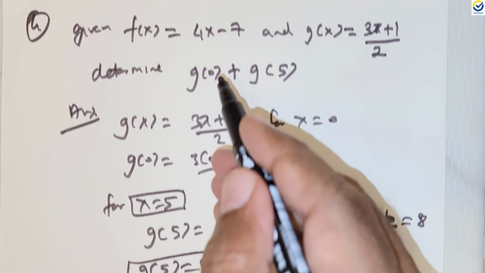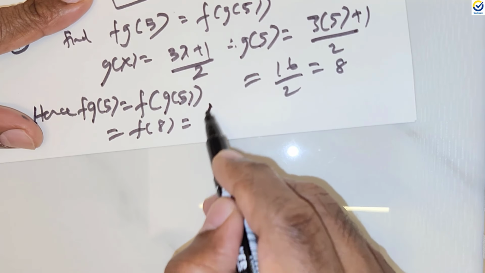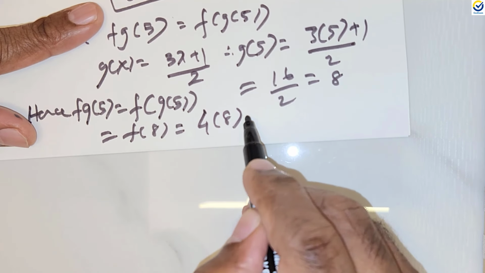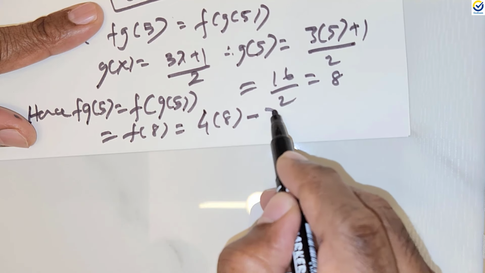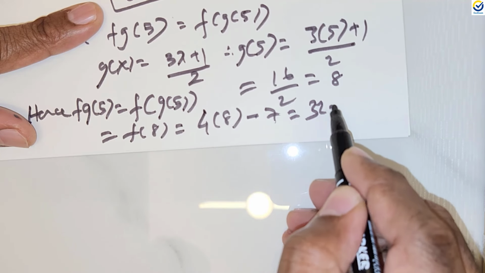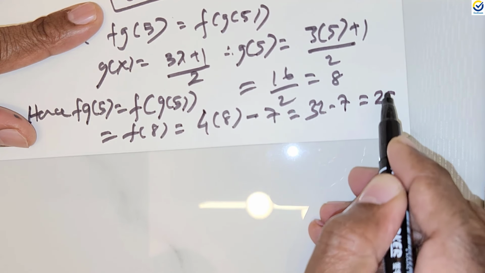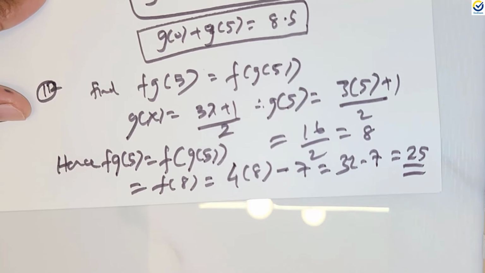But f(x) is 4x − 7. So that means in place of x you substitute 8. So this is going to be 32 − 7, which is nothing but 25. So that's the solution for this question.